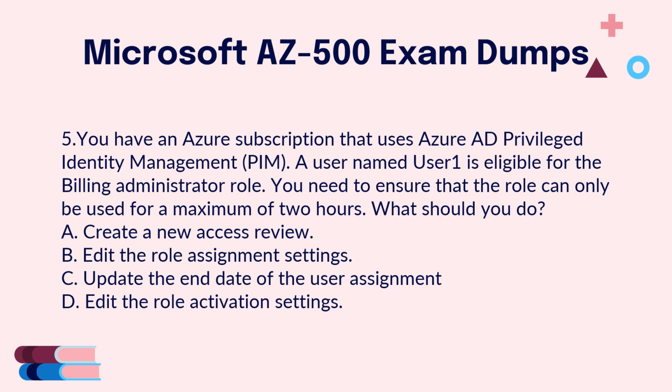A. Create a new access review. B. Edit the role assignment settings. C. Update the end date of the user assignment. D. Edit the role activation settings.